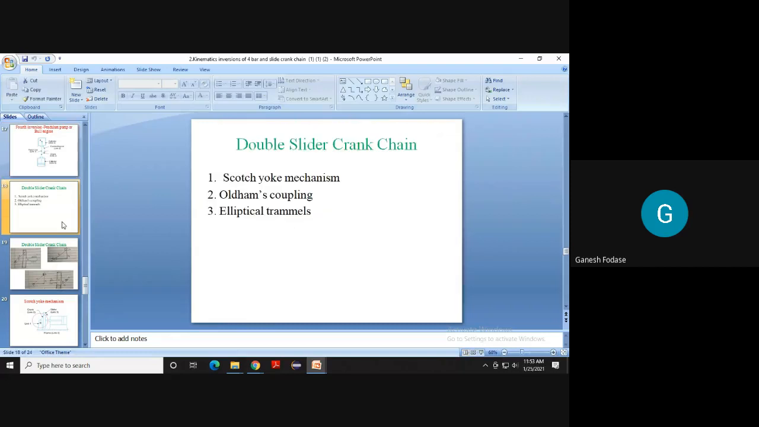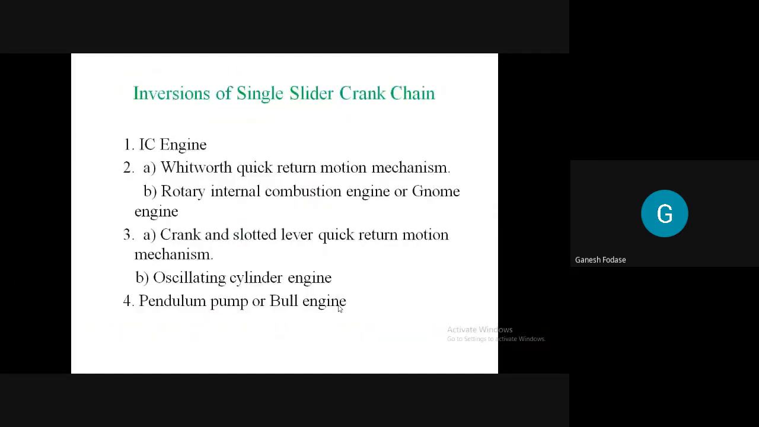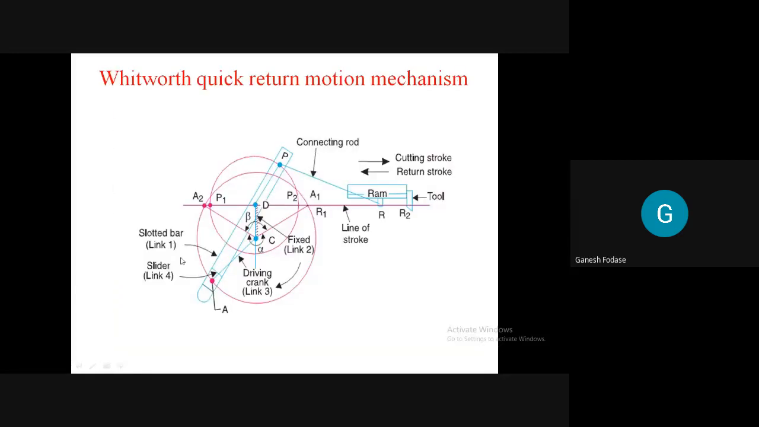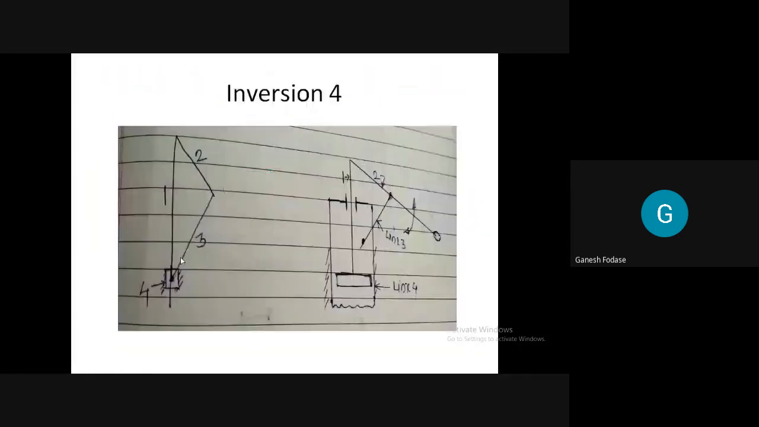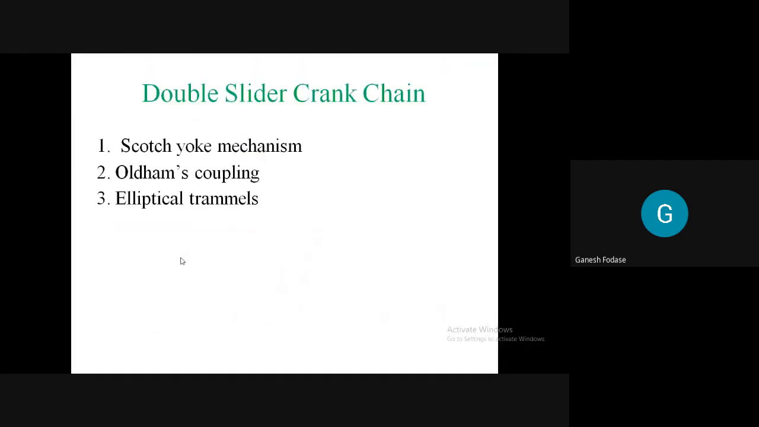Let's now discuss the double slider crank mechanism. We completed this, which means all these inversions are completed: first inversion, second inversion, third inversion, and fourth inversion. This is the hand pump inversion, we can say, of the single slider crank chain. And all applications and all the theory part we discussed in detail. Okay, now the last one is the double slider crank mechanism.